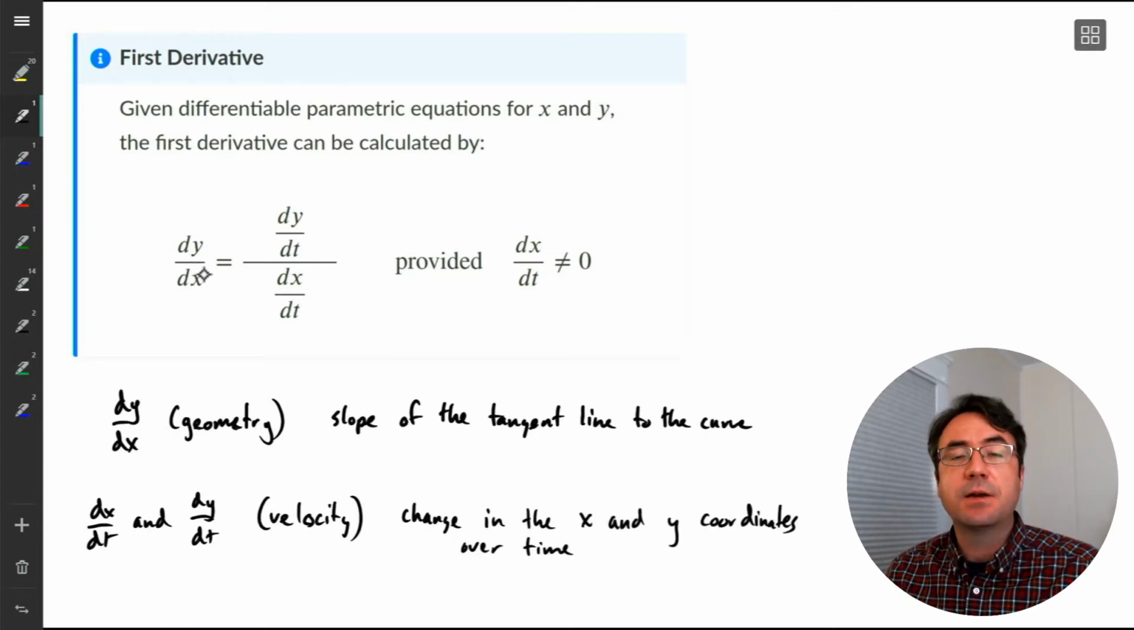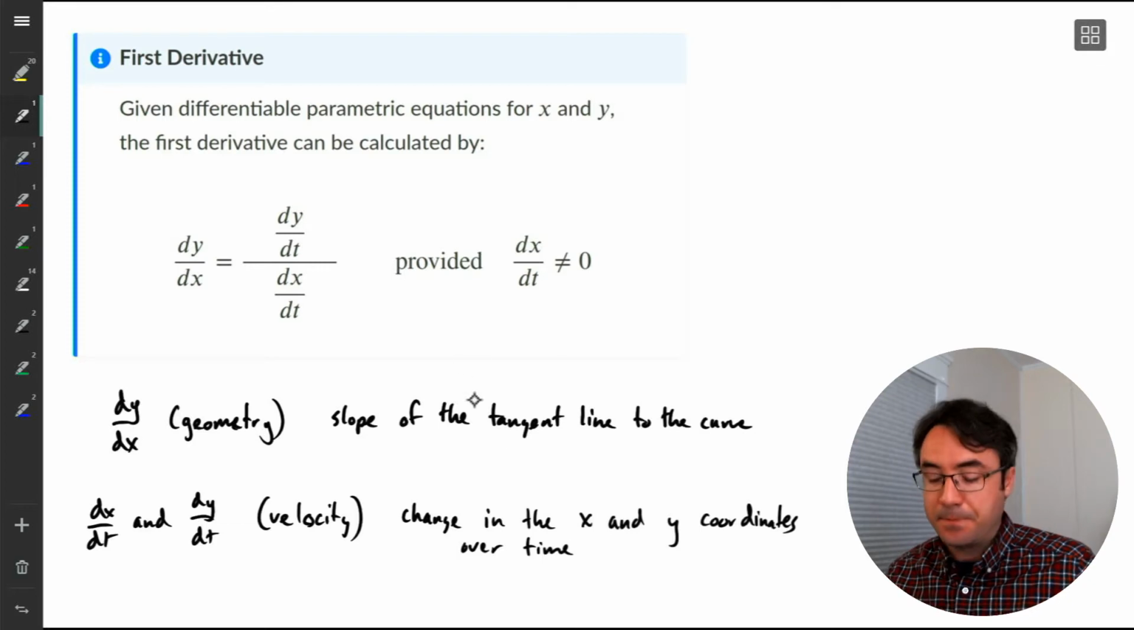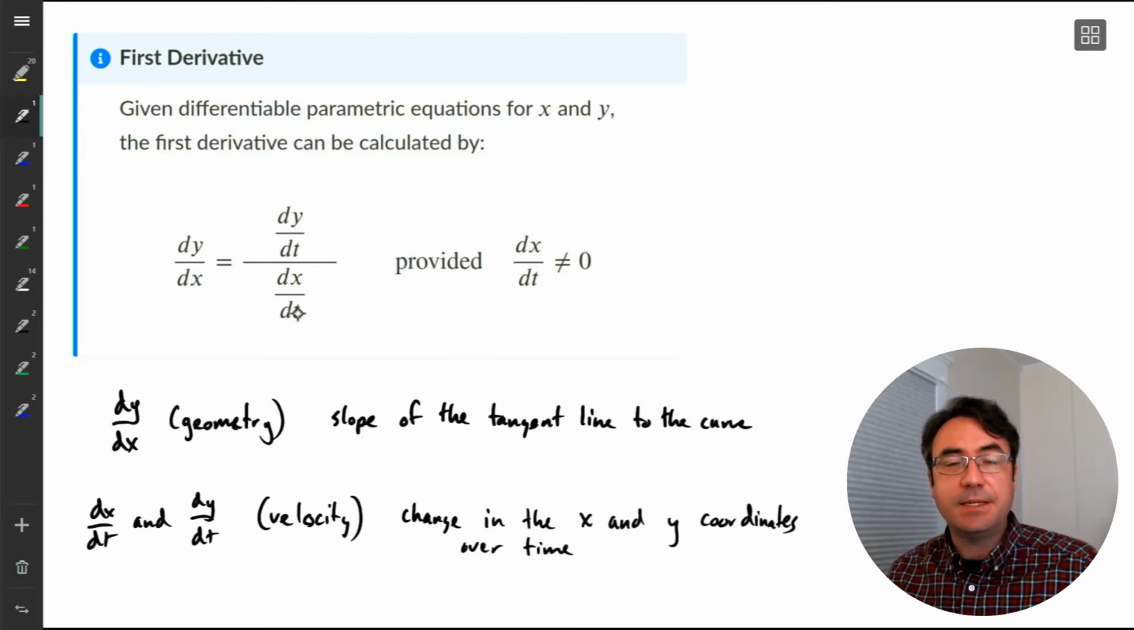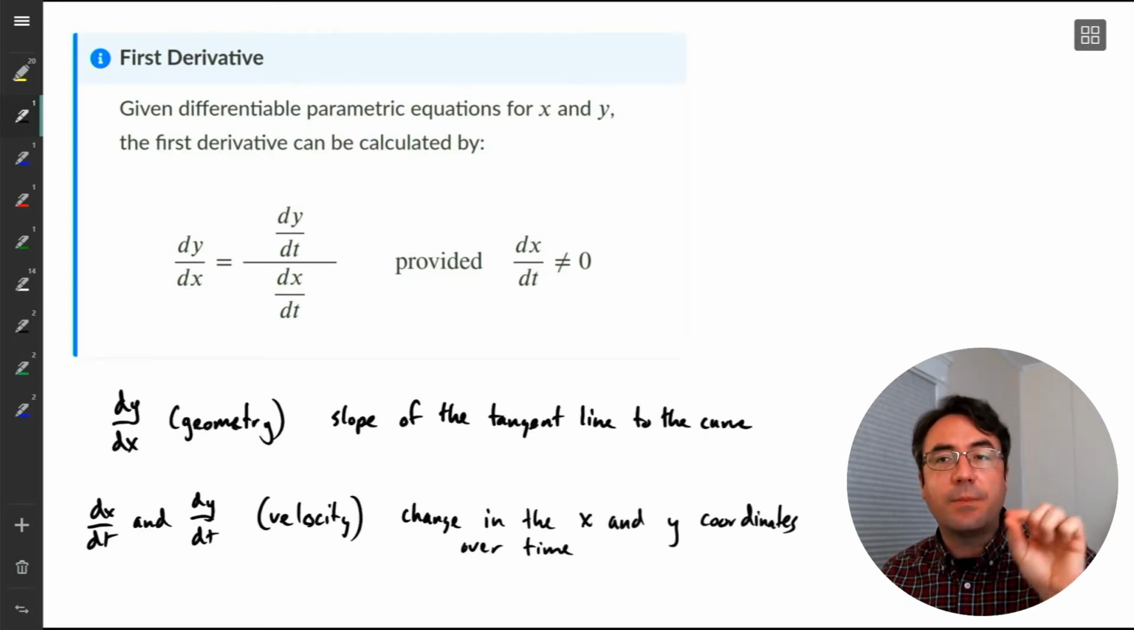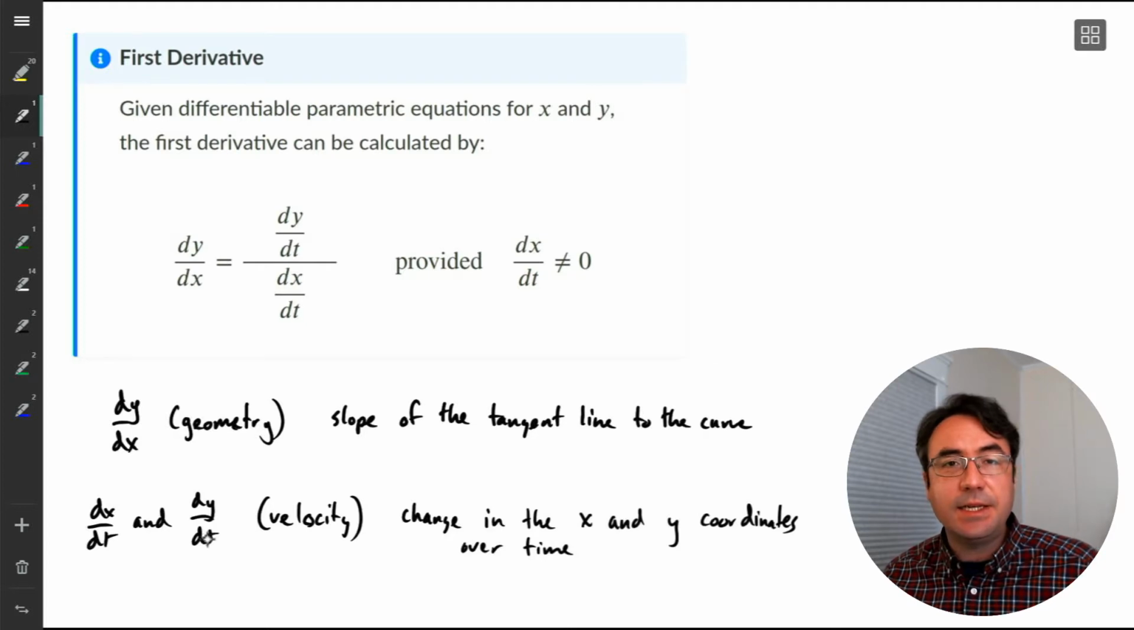dy/dx is our classic one that we looked at back in Calc 1, where it really describes the geometry of our curve. It describes the slope of the tangent line. These other two derivatives, dy/dt and dx/dt, we want to think of as velocities. With parametric curves, when we picture a parametric curve, we want to think of a particle that's moving in the plane. And so dx/dt is measuring how the x values are changing over time. What is our velocity in the x direction? And dy/dt is measuring what is our velocity in the y direction.